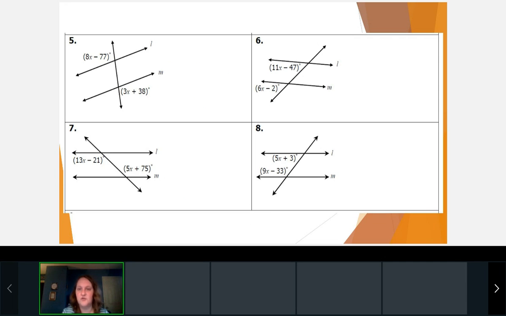Let's see. I'm going to do a poll. Check mark for equal, X for supplementary. Number 5, what do you think? If you need to move the poll box, you can. If you don't see the poll box, just say it out loud. Number 5.